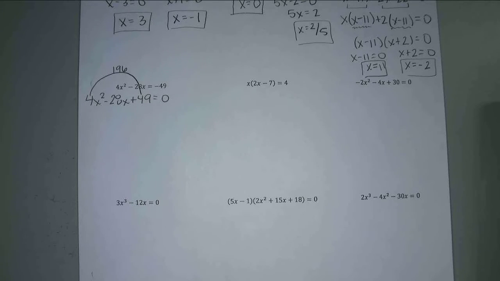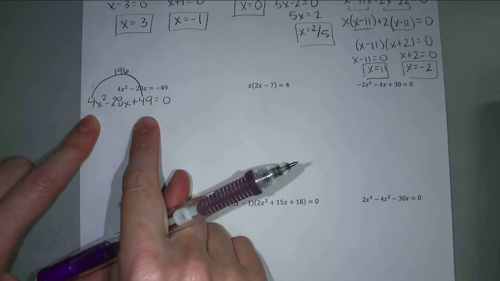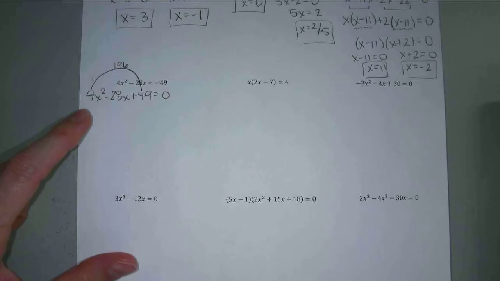What do you guys get? 14. What happens when you have 14 times 14? You get 196, but what's 14 plus 14? 28. So anytime your A's and C's are perfect squares, they multiply to be a perfect square, and usually that square root is your answer.